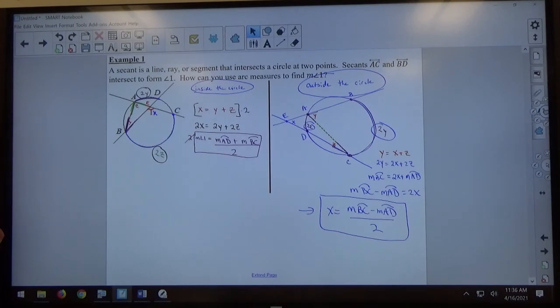Again, if that's a secant and a secant, a secant and a tangent, or a tangent and a tangent, big arc minus small arc divided by 2. They're all the same relationship.